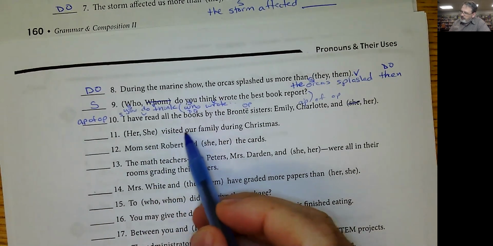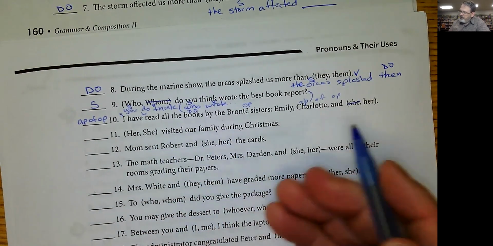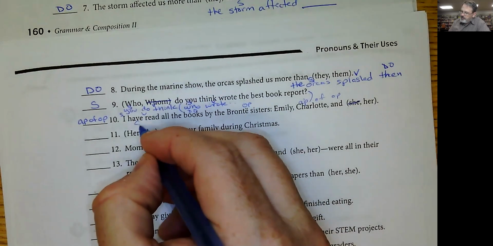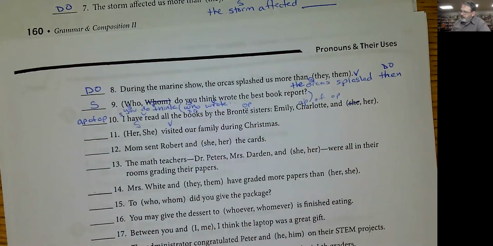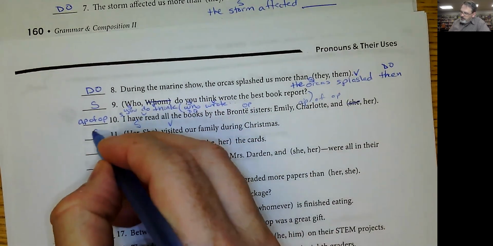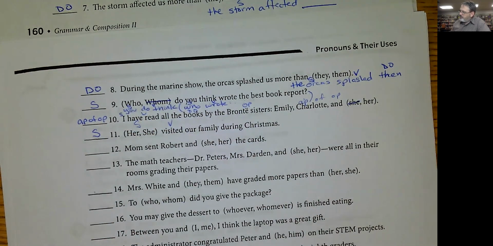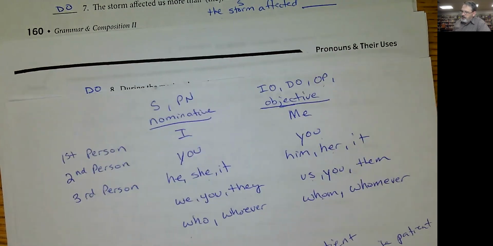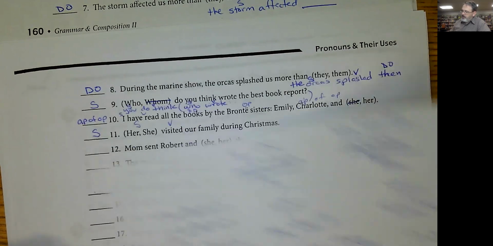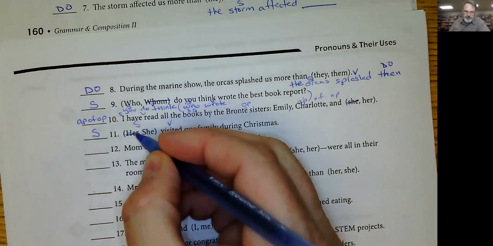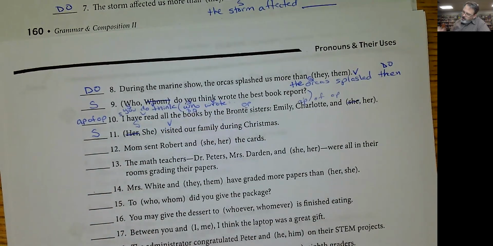She or her visited our family during Christmas. Okay, this one's simple. Subject, verb. All right, so we know that this is going to be used as the subject, and subjects have to be nominative case, and she is nominative case. We cross out her. All right.